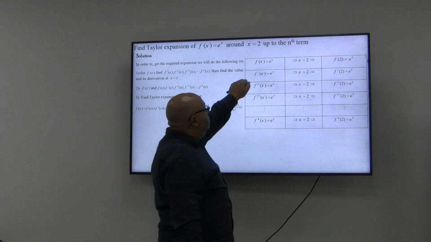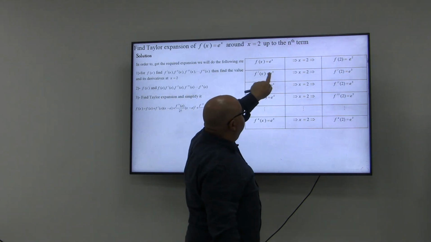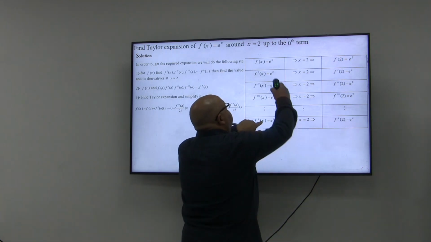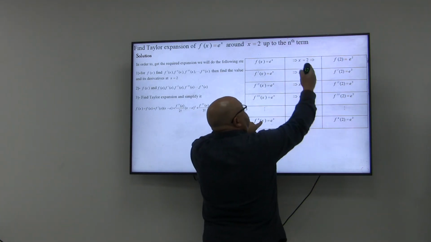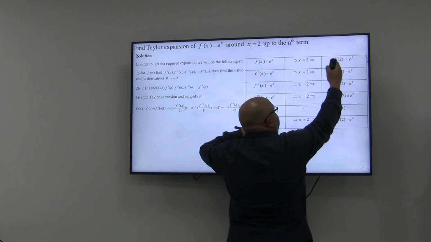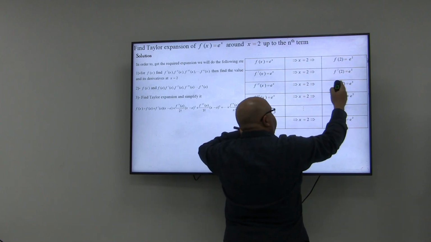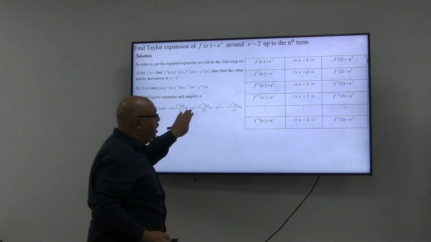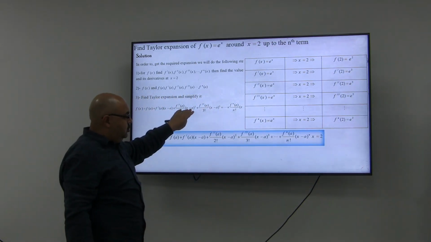Now, as you can see, this is f of x, e to the power of x, f dash, f double dash, f triple dash, up to f n. I will replace each value of x by 2. So now I have f at 2, f dash at 2, f double dash, f triple dash, f n. The next step is to start substituting, direct substitution.